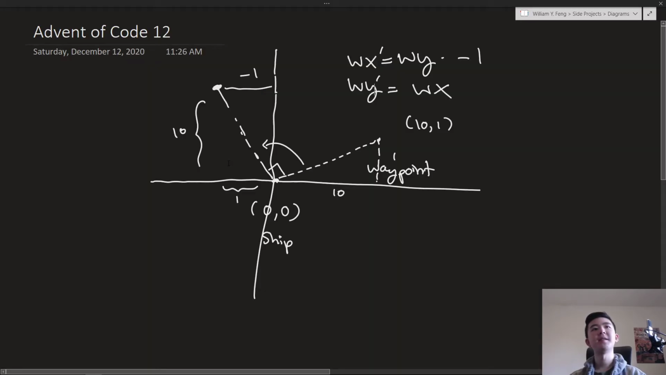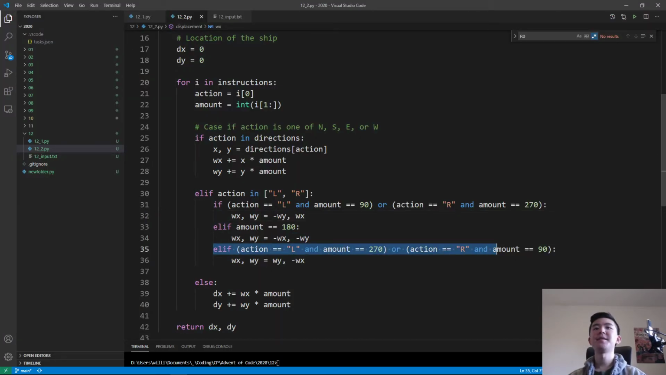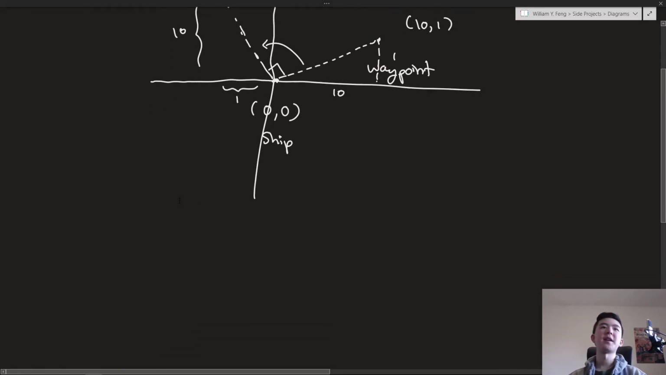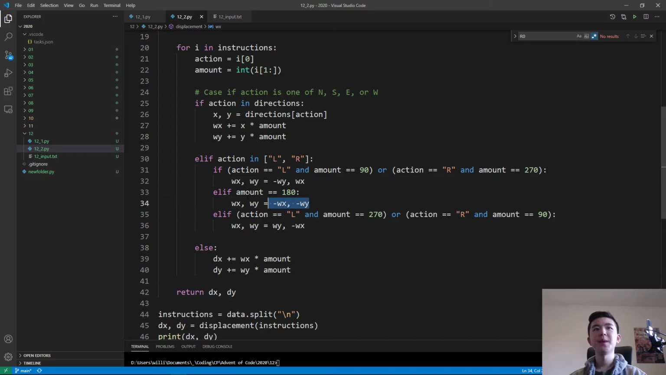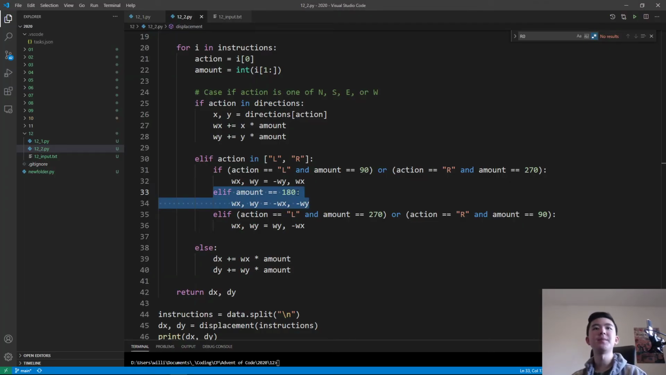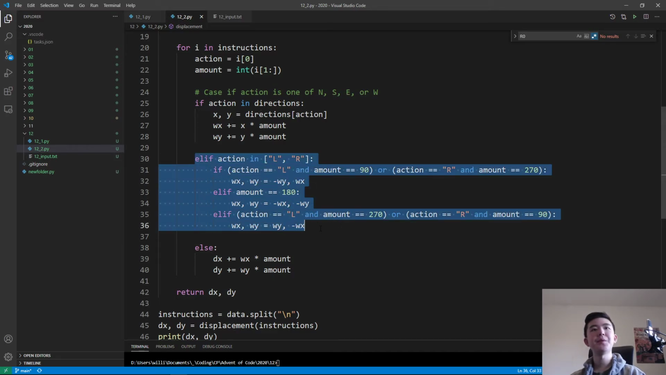and then multiplying the x coordinate by -1. And if it's rotating right by 90 degrees, then we swap them again, except this time we flip the sign of the y coordinate. And we just get this by drawing it out. You can try it out for yourself. And if the direction is 180, then we basically just reflect it over. It's kind of like turning all the way around, doing a 180, and multiplying each of them by -1. So that's left and right, rotating the waypoint around the ship.